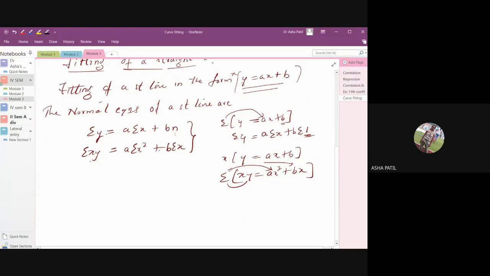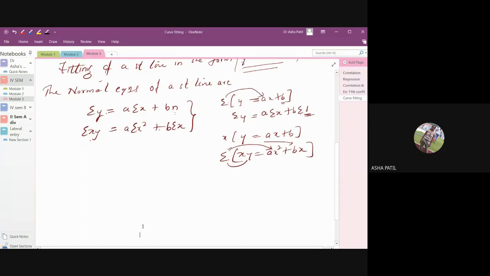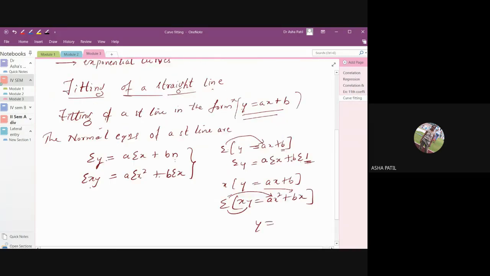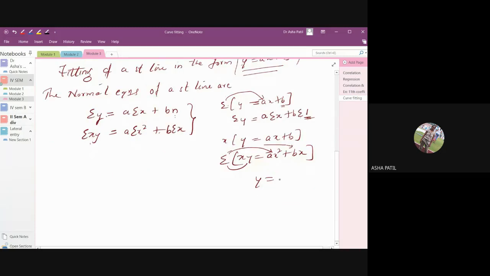Now with this, you are already given a set of values of x and y. What is necessary is finding an equation in the form y is equal to ax plus b. That means you have to find the values of a and b. From these two normal equations, you have to find the values of a and b.